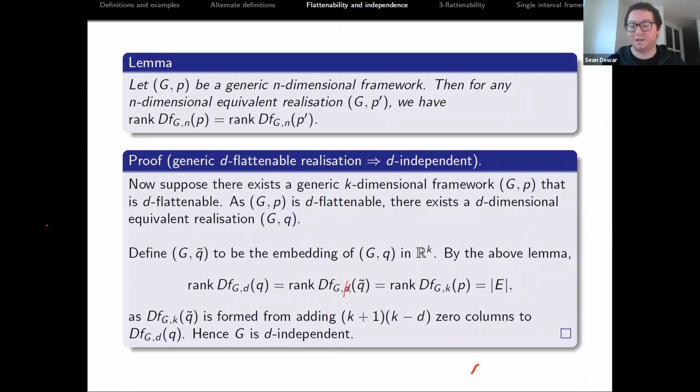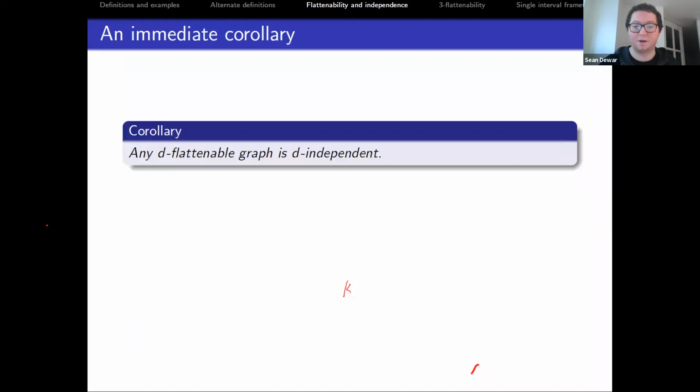Okay, any questions about that? Okay. Actually, how do I get rid of this now? Clear all drawings. There we go.